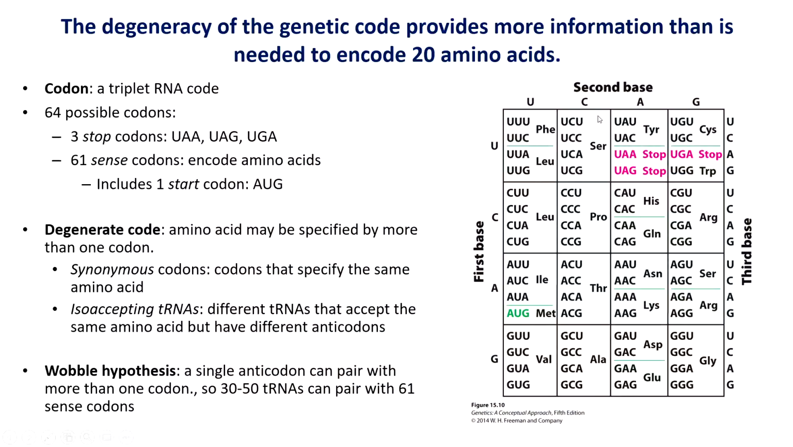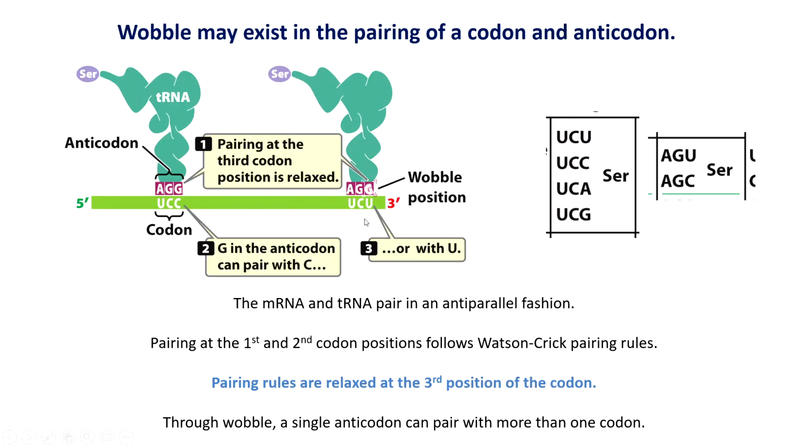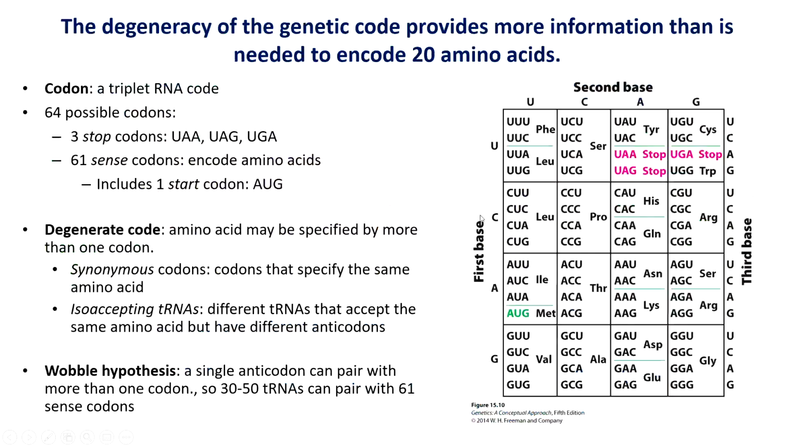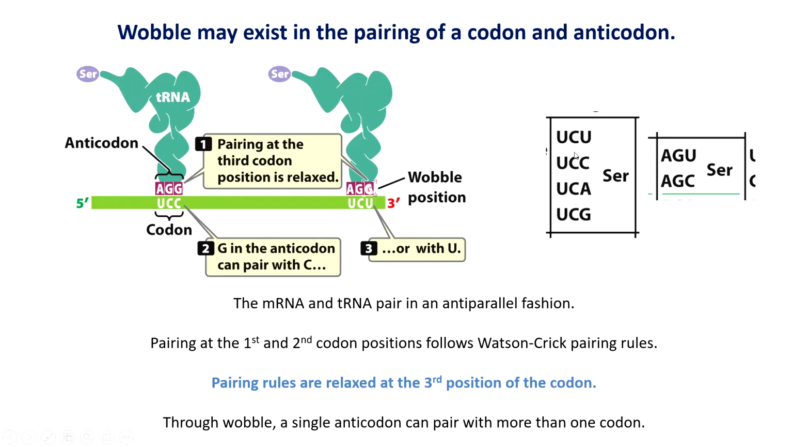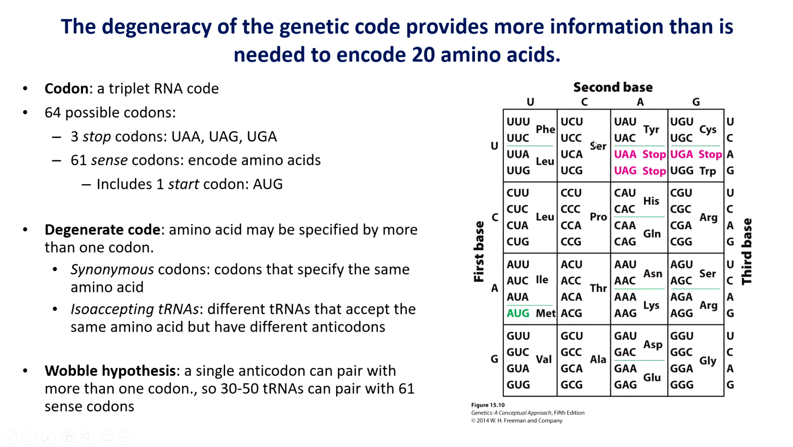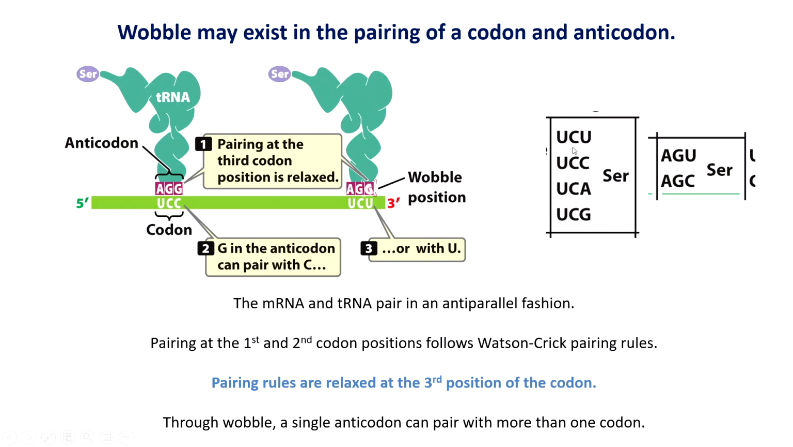Oh no, I'm just kidding, I'm sorry. So both of these, UCU and UCC, encode for serine. UCC, third base is C, also encodes for serine. And so this is just illustrating the point that two codons, UCC and UCU, can both encode for serine, even though there are different codons in the RNA.